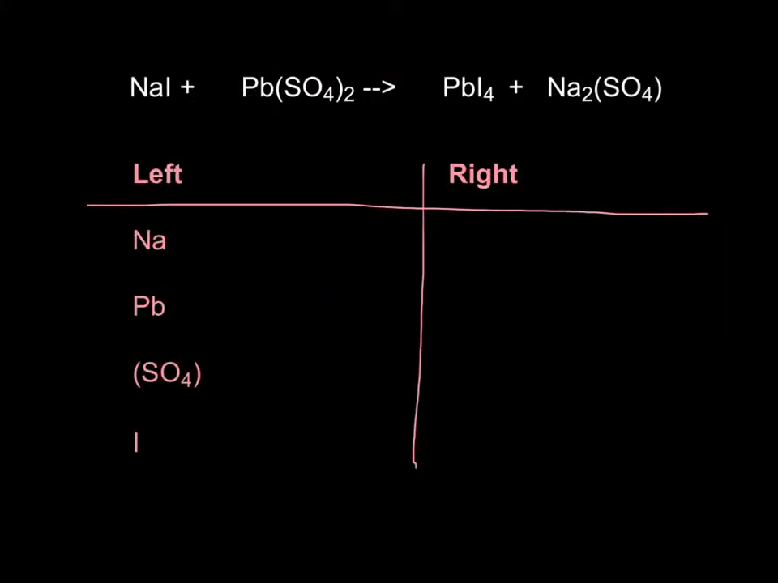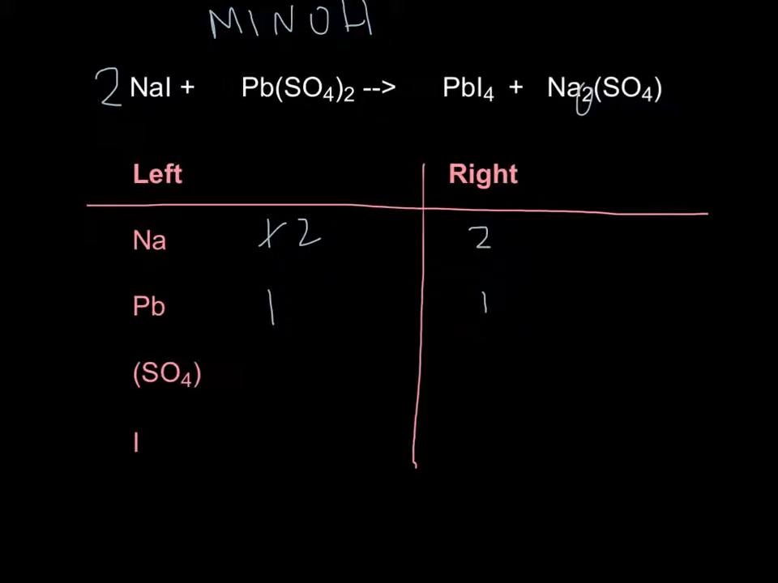Now we have to count up the number of atoms of each element on each side, remembering the order. We're going to start with our metals. We'll do sodium first. On the left right now I have 1 sodium. On the right I have 2 because of this. I have 1 lead on the left, 1 lead on the right. Lead's balanced, sodium's not. I'm going to add a 2 here to take care of the sodium. So I've taken care of sodium, I've taken care of lead.